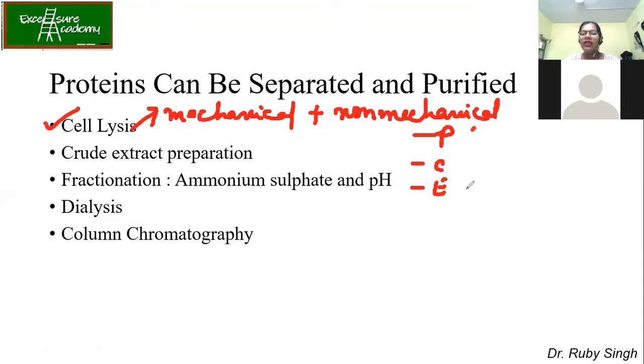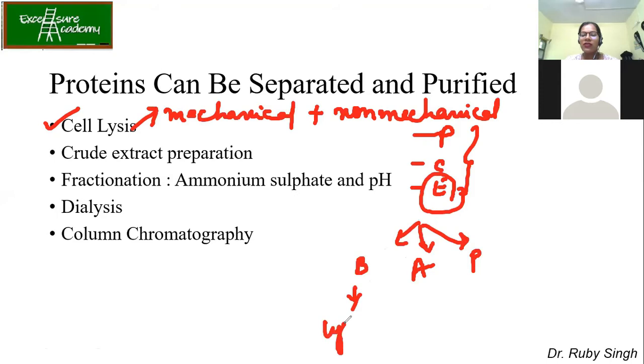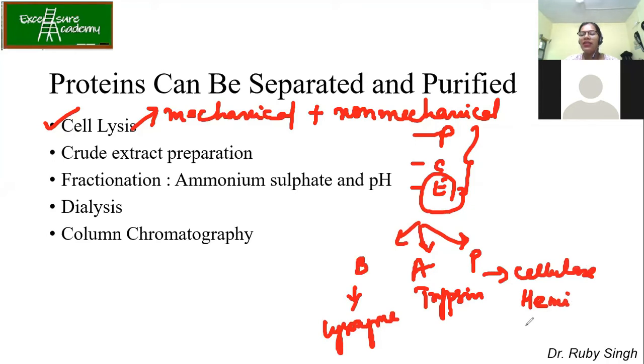Now, among all these three, enzymatic methods are important because you have to remember the names of the enzymes required whenever you're dealing with bacterial cells, animal cells or plant cells. For bacterial it is lysozyme, for animal it is trypsin, and for plant it is cellulases. Sometimes a few people also use hemicellulases. So this is important to remember.